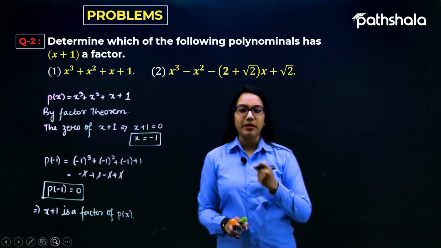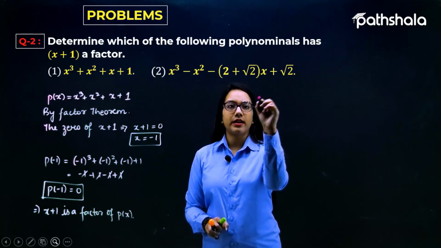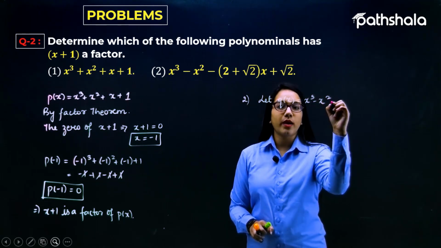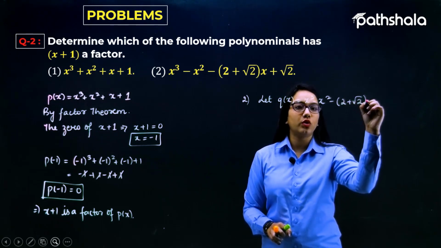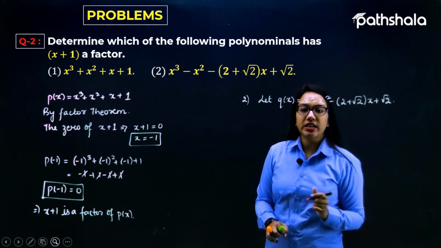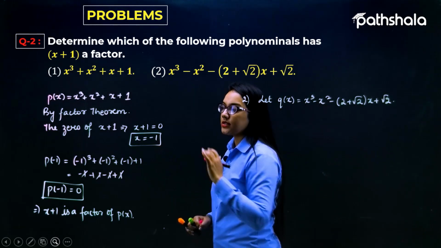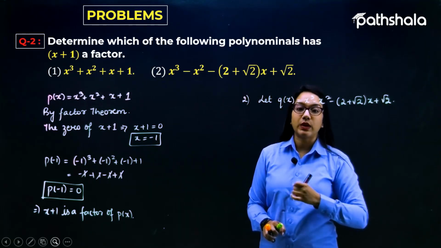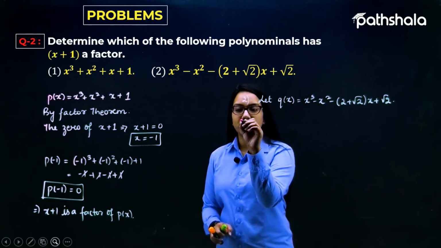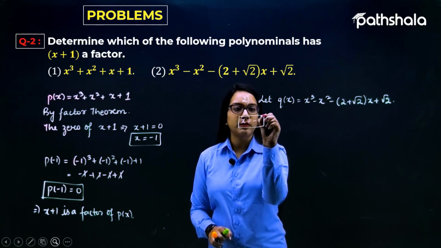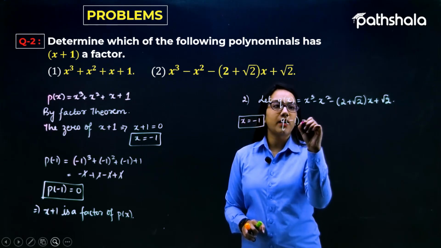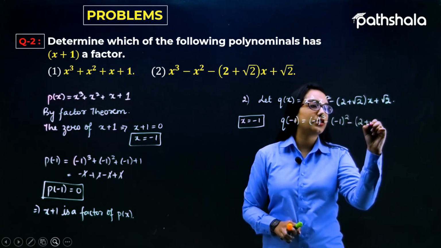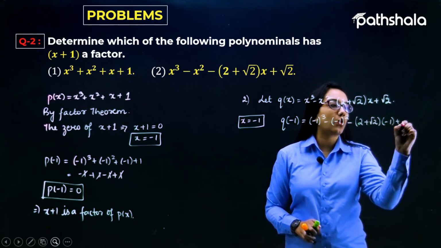Now let's talk about the second part. In the second part, again, let us suppose we are taking this particular polynomial as q of x, which is x cube minus x square minus (2 plus root 2) x plus root 2. Obviously, x is equal to minus 1 is the value, and we have to substitute this value in q of x. If it is equal to 0, then it is a factor, else it is not. So let's substitute x is equal to minus 1 in this polynomial. So q of minus 1 is minus 1 whole cube minus 1 whole square minus (2 plus root 2) times minus 1 plus root 2.